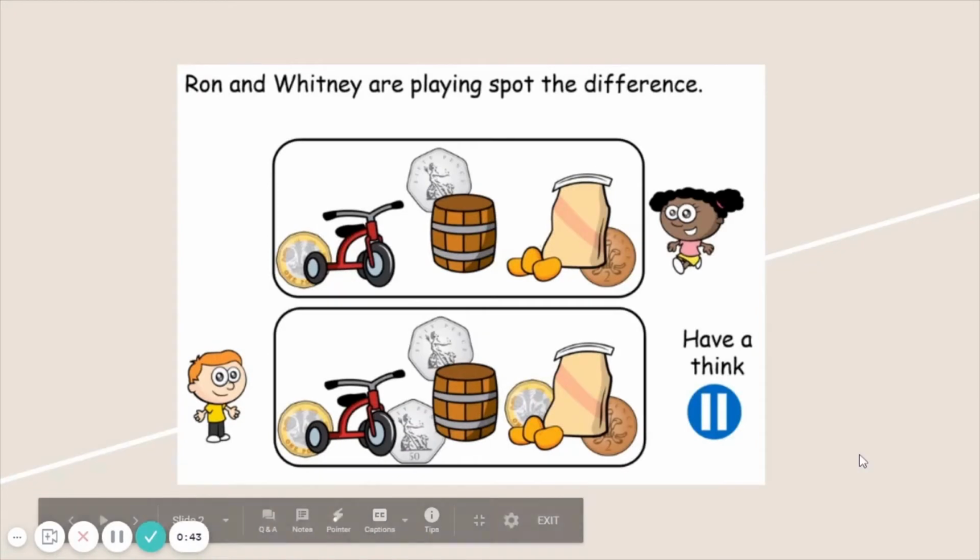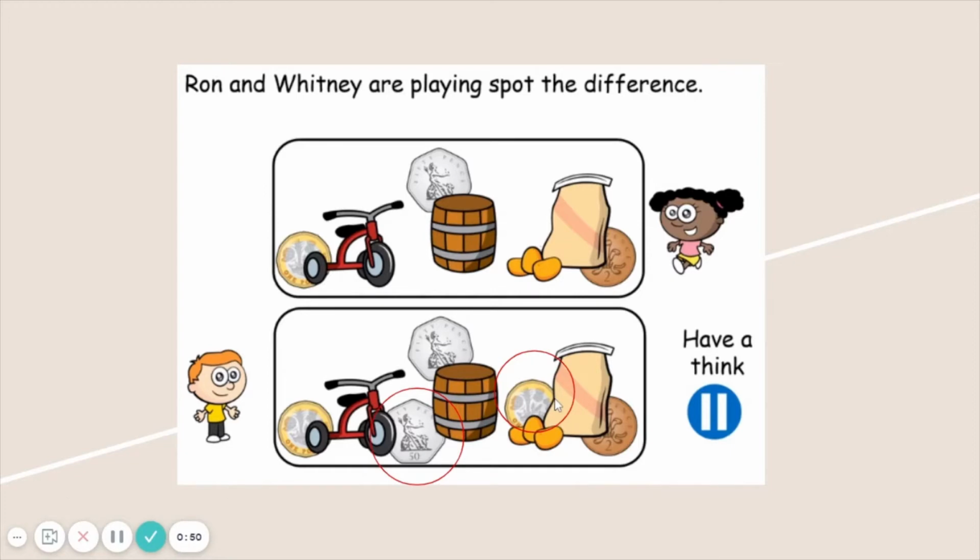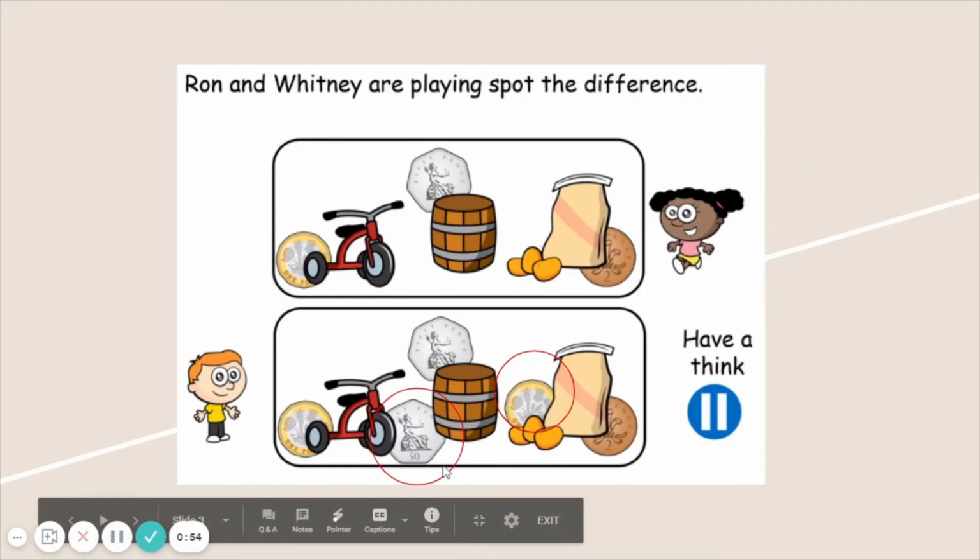There are two coins that are different. So down here with Ron, he has this coin hiding behind this sack. What coin is that? Shout it out. Well done. It's a £1 coin. And Whitney doesn't have that one, so that is something different about their picture. They both have a 2p, they both have the sack, that's the same, but they don't both have a pound, that's different.